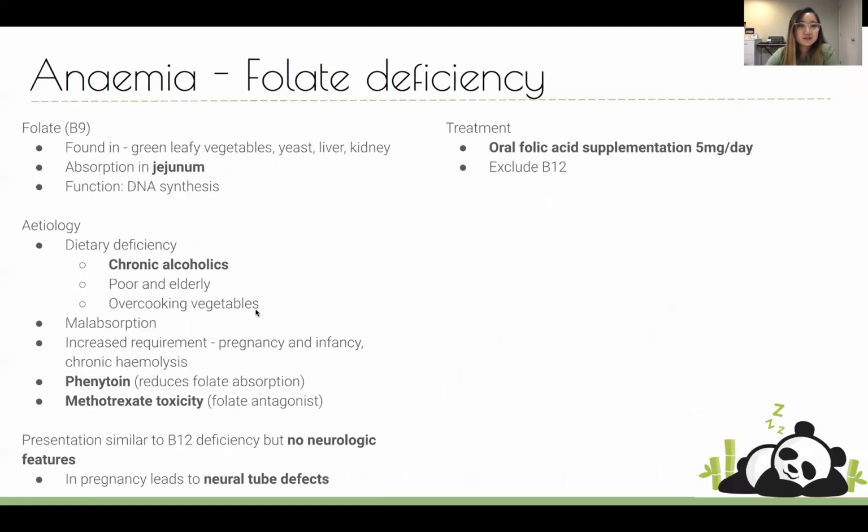So this is folate deficiency. The main points about folate is it's found in green leafy vegetables, yeast, liver, and kidney. It's absorbed in the jejunum and functions in DNA synthesis. And it requires B12 to function.